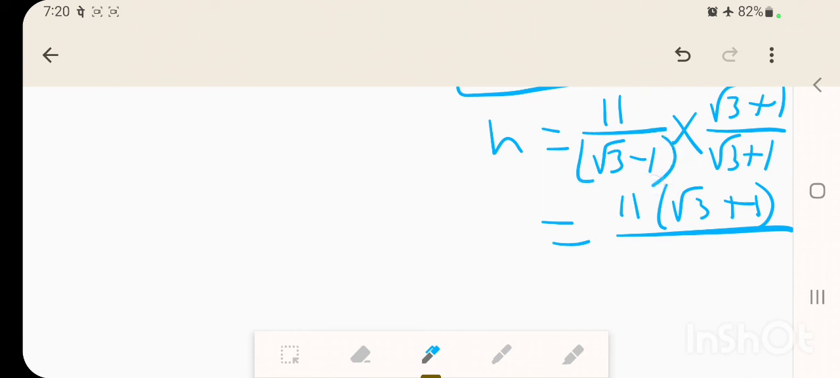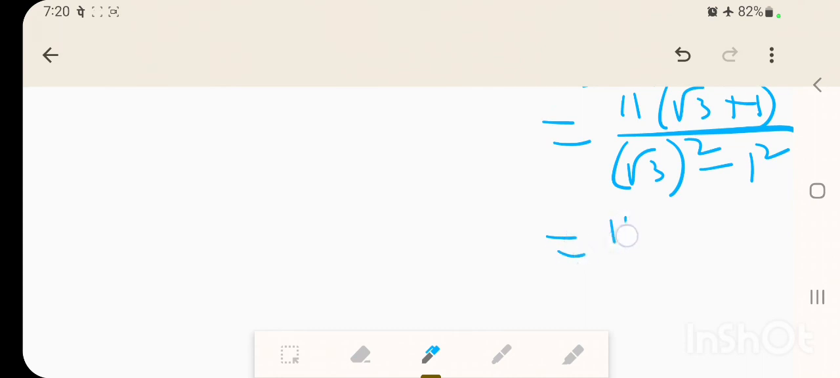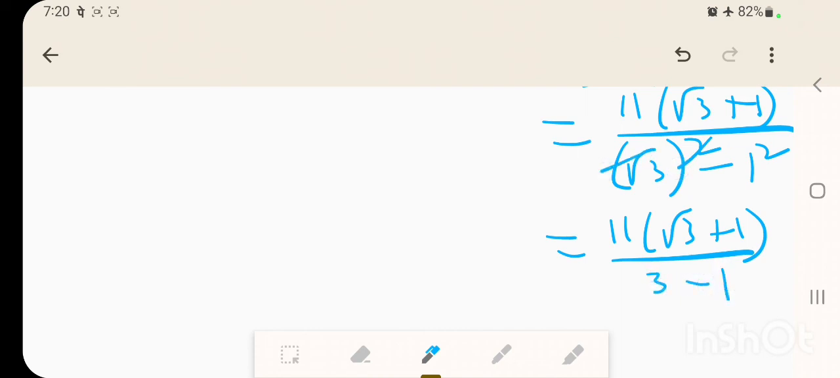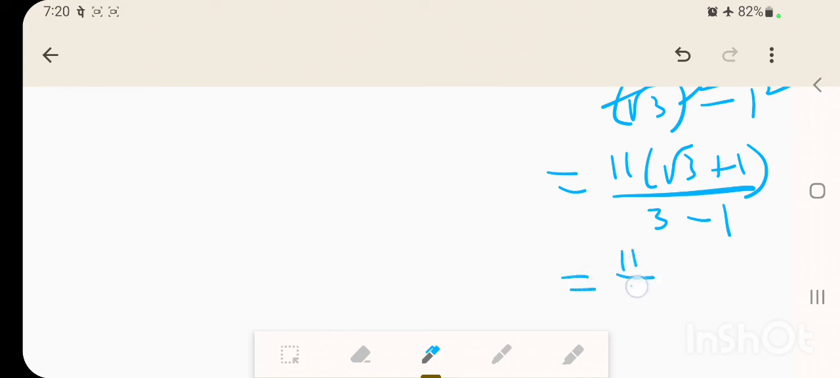Now in the denominator we have root 3 minus 1 into root 3 plus 1, that is a plus b into a minus b, so we can take it as a square minus b square. So we get 11 into root 3 plus 1 divided by this square, and the square root will get cancelled. We get 3 minus 1, that is 2. So the final answer we get is 11 by 2 into root 3 plus 1. Okay, so this is the problem where they gave two right angle triangles, and what they have asked to find is the height of the palm tree.